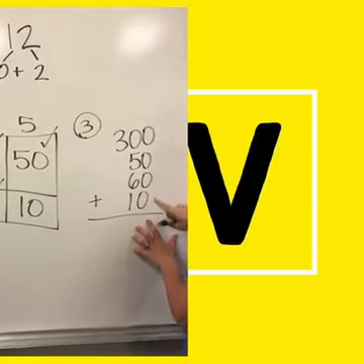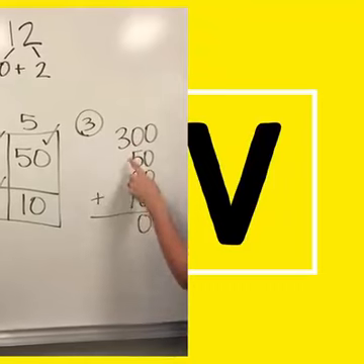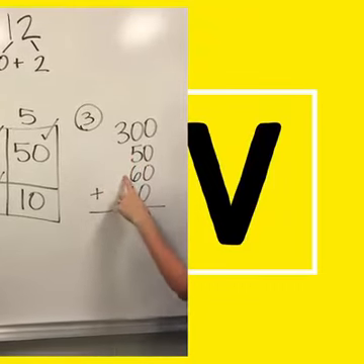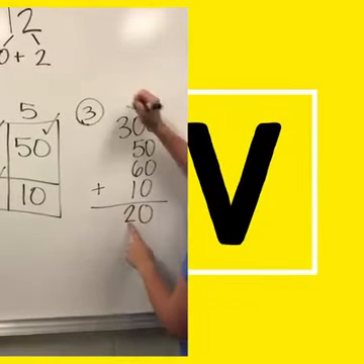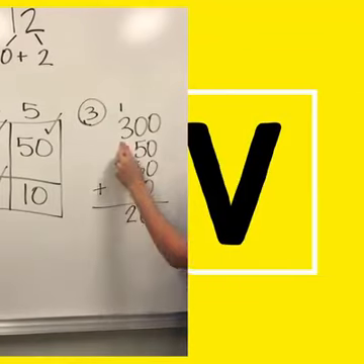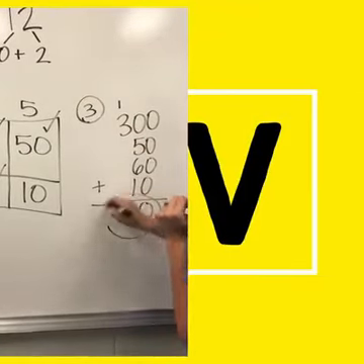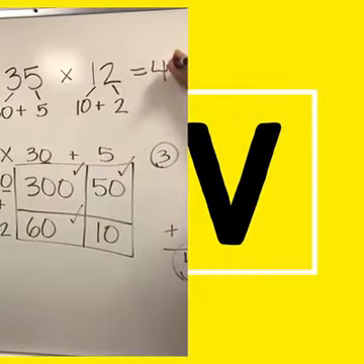0 plus 0 plus 0 plus 0, those are zeros all the way down, so 0. 0 plus 5 is 5. 5 plus 6 is 11. 11 plus 1 more is 12. Bring down that 2 and carry the 1 to the hundreds. 3 plus 1 is 4, and that is your answer. 35 times 12 equals 420.